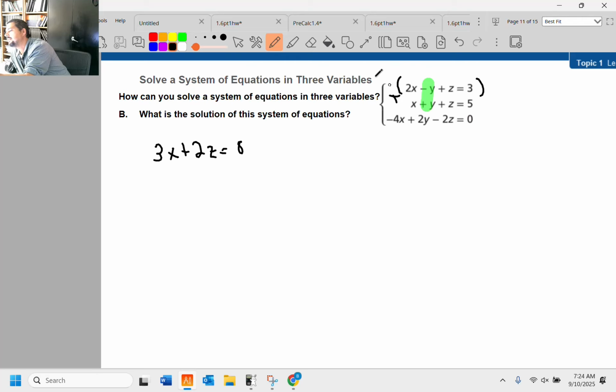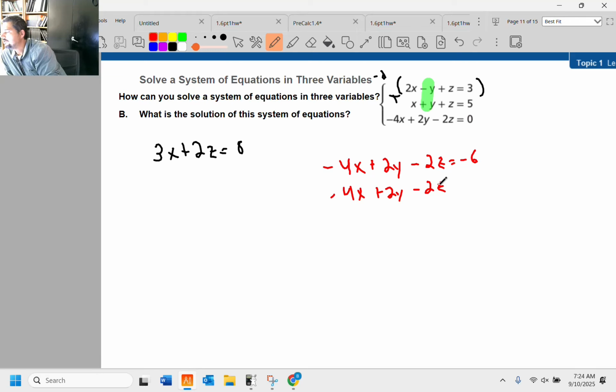I'm going to multiply this top equation by negative 2. That'll give me negative 4x plus twice y minus 2z is negative 6. And then I'm going to add it to the bottom equation. Negative 4x plus twice y minus 2z.